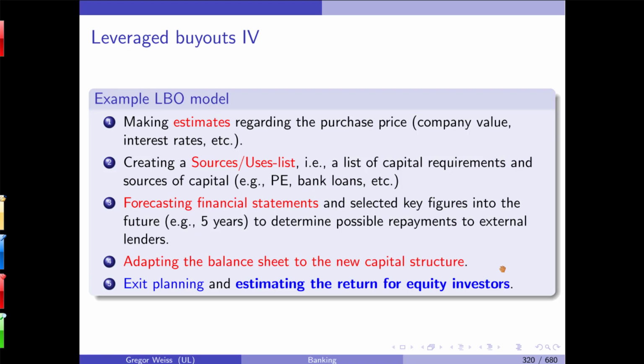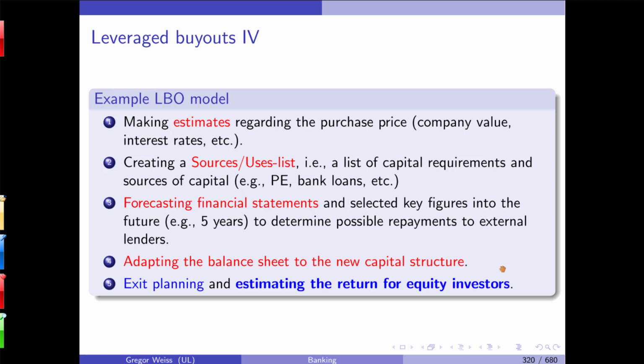What you do in an example LBO model, and this is actually taken from one of those books in which you are prepared to take an interview with an investment bank. You will be given some data, maybe an Excel sheet, and you need to make some estimates regarding the purchase price. You have to create a sources and uses list for capital. That is, you need to calculate the capital requirements.